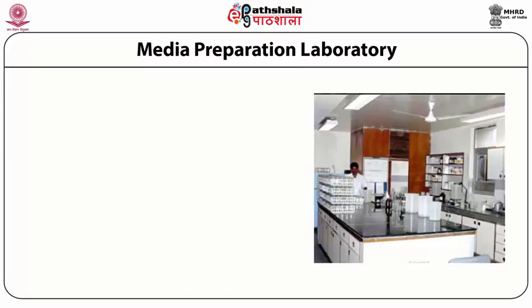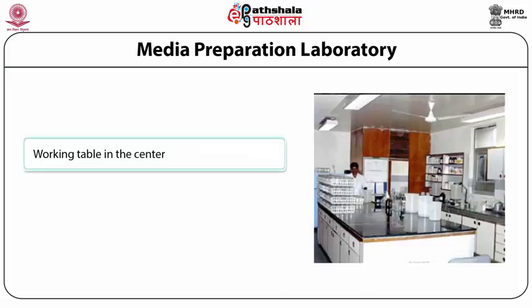Now, coming to the next area, that is the media preparation area. We call it the media preparation laboratory. It's the kitchen of the plant tissue culture laboratory. That is where you prepare food for your cultures. So what do you require? You require a center table where you can work freely, where you can put your empty jars and pour the media, add your stock solutions, and so on.